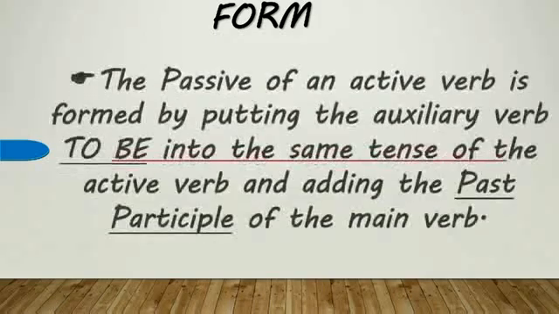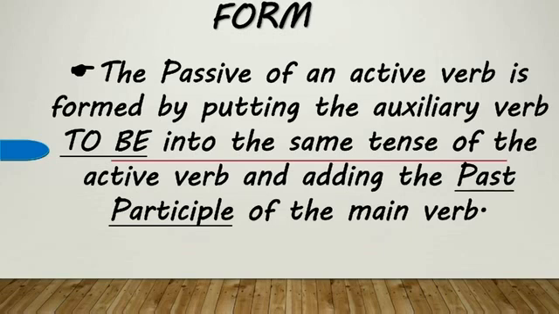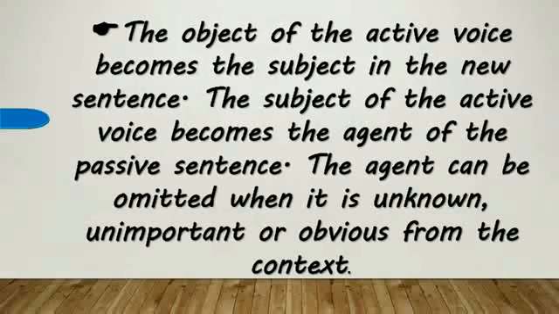Now the form. How do we form a passive sentence? The passive of an active verb is formed by putting the auxiliary verb to be into the same tense as the active verb and adding the past participle of the main verb. So the past participle is very crucial. The object of the active voice becomes the subject in the new sentence. The subject of the active becomes the agent of the passive sentence. The agent can be omitted when it is unknown, unimportant, or obvious from the context.